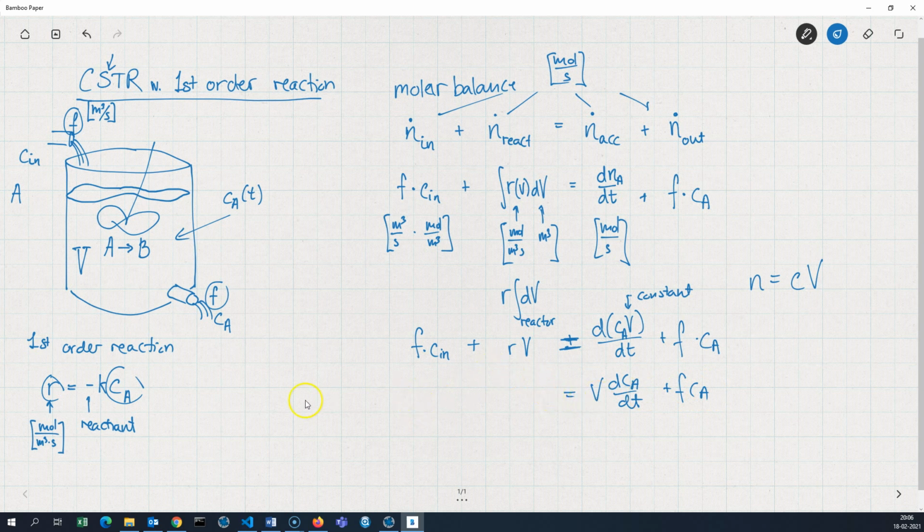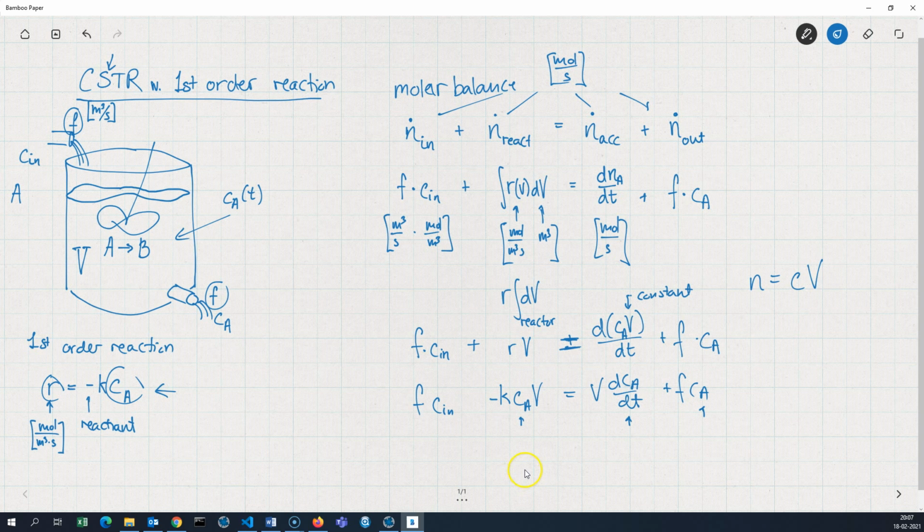And all that's left now is to substitute this expression here for R into the equation. So that gives us minus K CA V, F CN. And now we have a differential equation for CA. We can see that we have the derivative here, and we have the function itself here and here, like that.